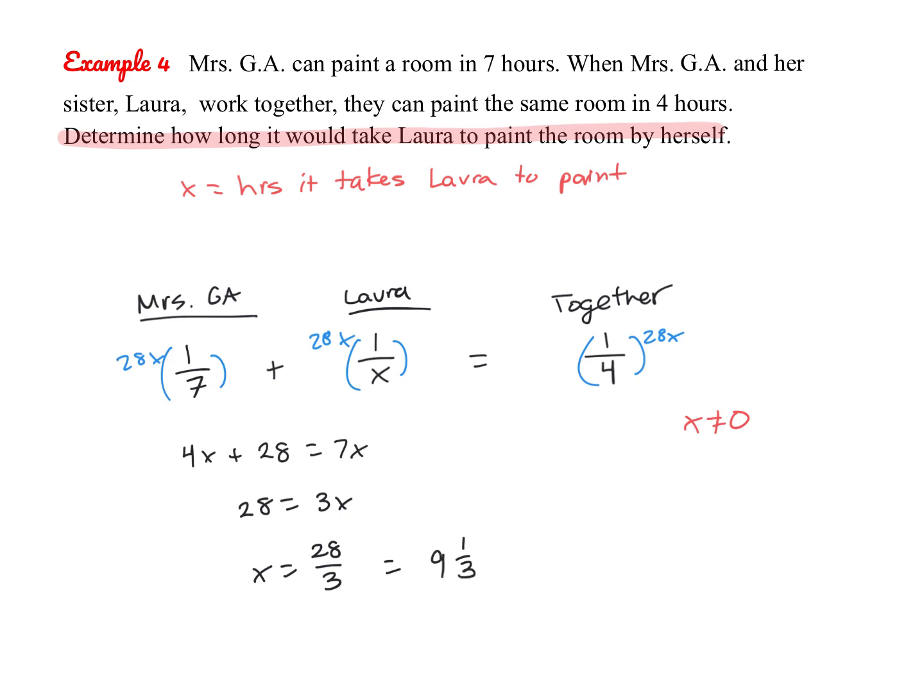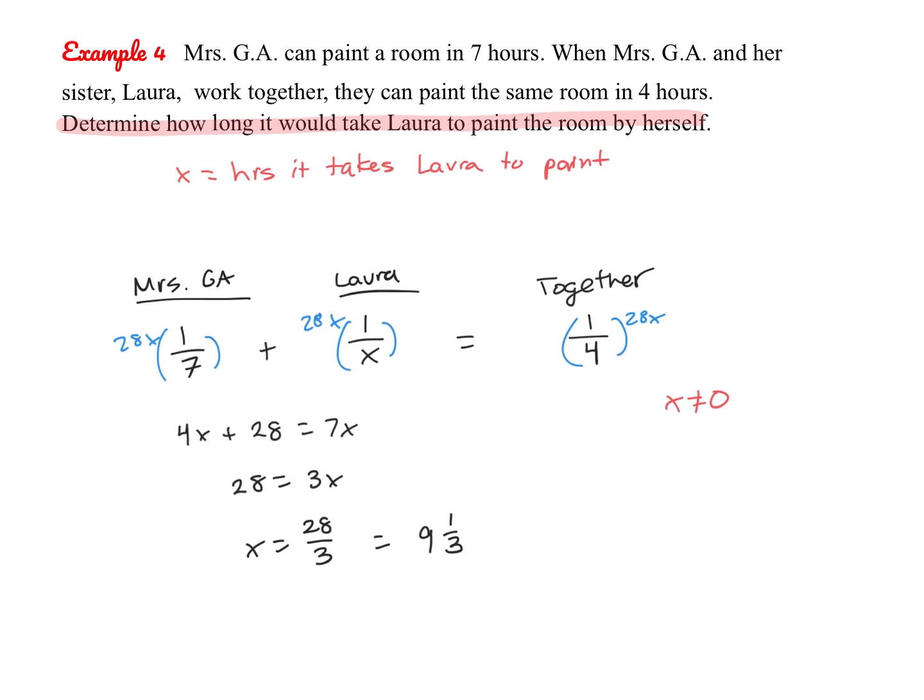And even saying 9 1/3 hours, it doesn't make a whole lot of sense. It would be okay, but we know that 1/3 of an hour is 20 minutes. So we can say 9 hours and 20 minutes. So that would be how long it takes Laura to paint the room by herself.